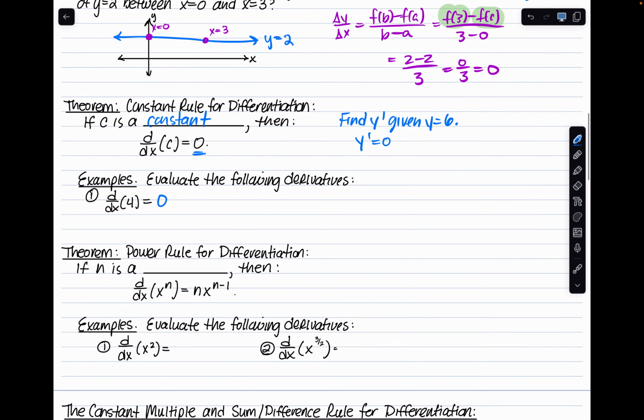Next, we have the power rule for differentiation. Now, n can be a real number, any number. And a lot of times when this is taught at first, we start with whole numbers or even natural numbers before we step that into possibly using numbers like fractions, like you see here in the example.